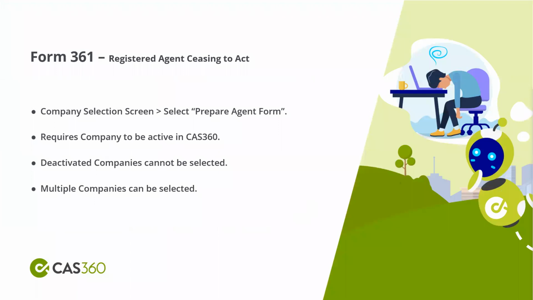Moving on, now we're getting more into the agent-specific forms. Firstly is form 361, which is stating that the registered agent is ceasing to act. This one is specifically done on the company selection screen, and it does require the companies that you're submitting the form for to be active in CAS 360. Deactivated companies cannot be selected, and I'll actually show an example of that. And in terms of this form, multiple companies can be selected because it is the registered agent that is the signatory for this one here.